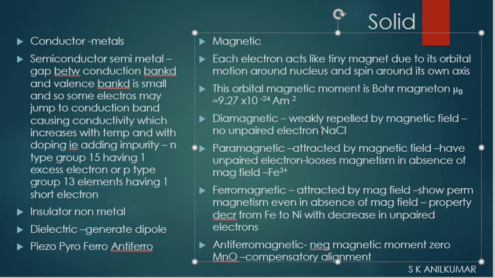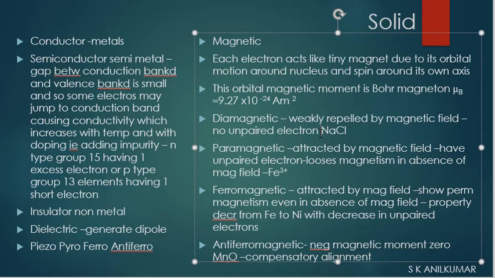What is ferromagnetic? Ferromagnetic is it will be attracted by the magnetic field. It will show permanent magnetism even in the absence of magnetic field. Ferromagnetic means magnetism in the absence of magnetic field. That means what? It does not depend on another magnet to pull it. It has its own magnetic effect. It displays magnetism even in the absence of magnetic field. The property decreases from iron to nickel and decreases with the unpaired electrons.